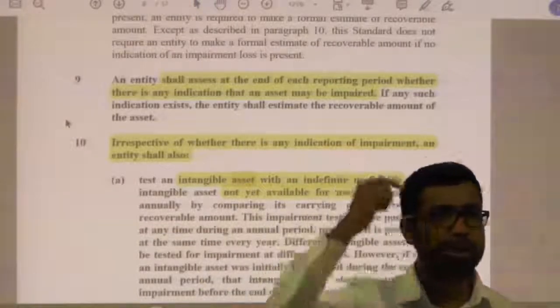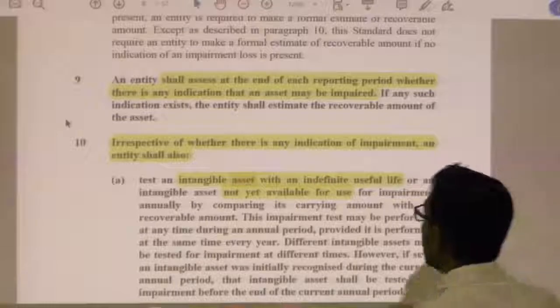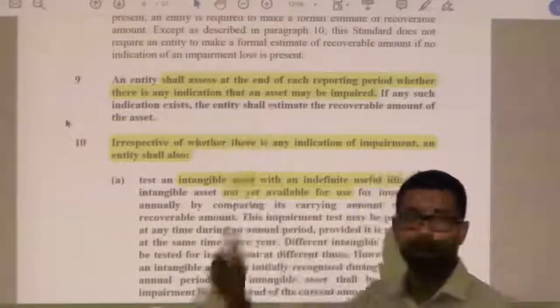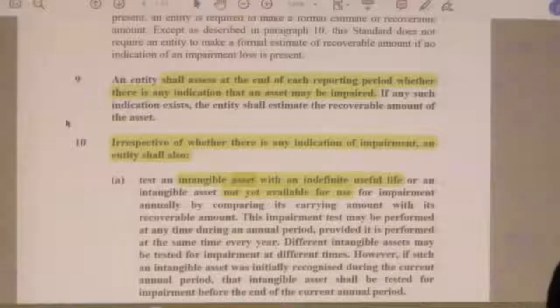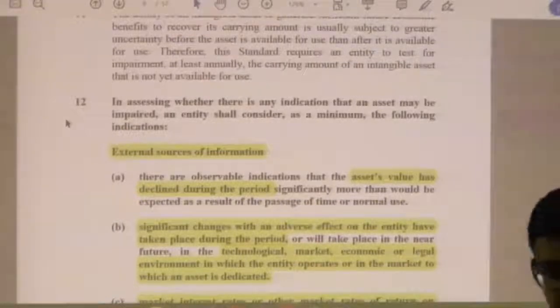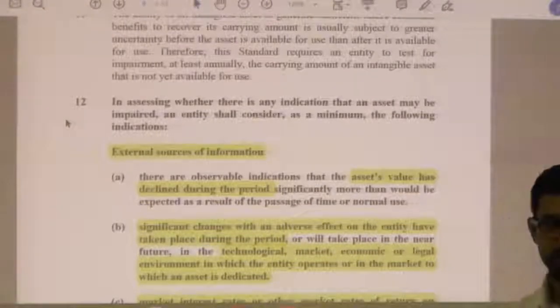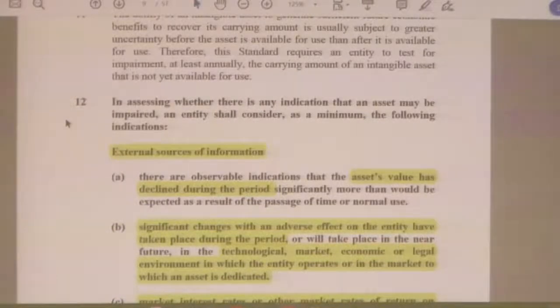This question should come to your mind. How do we know whether an asset has been impaired or not? How do we know whether the asset has been impaired or not? The standard clearly explains how you should identify the indications. If you go to paragraph 12, paragraph 12 explains, in assessing whether there is any indication that an asset may be impaired, the entity shall consider as a minimum the following indications. The standard has given you some guidelines. So these are the indications.